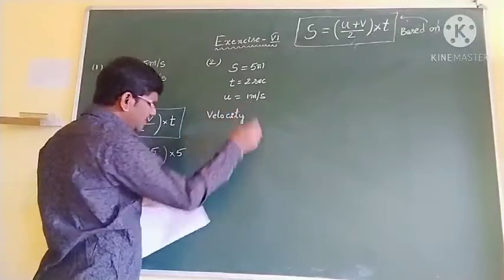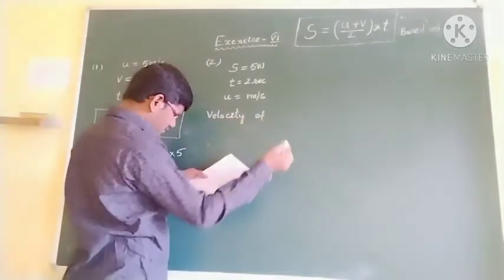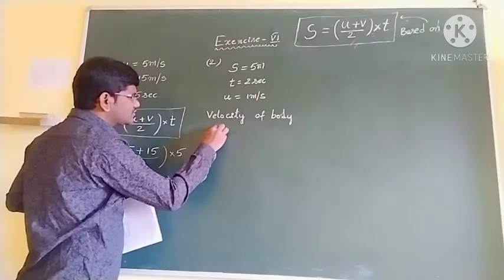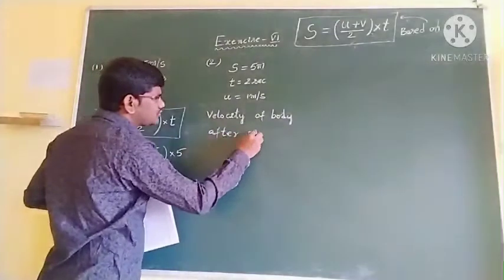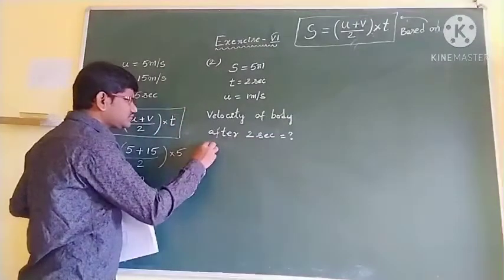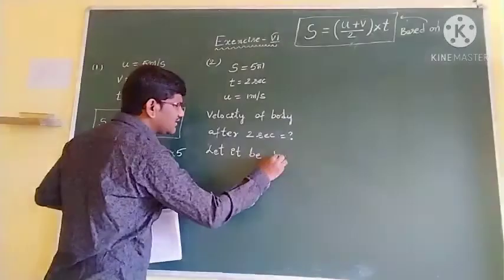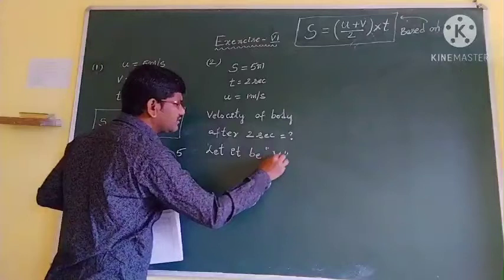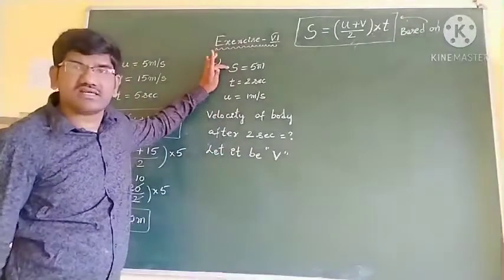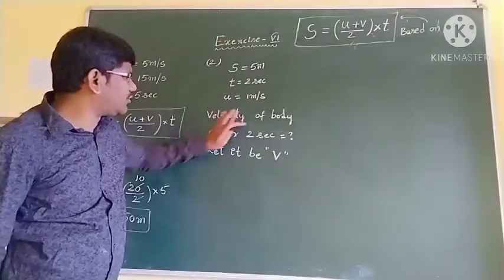So we need to find the velocity of the body after 2 seconds. Let the velocity after 2 seconds be V. See, students, they have given displacement 5 meters in the time of 2 seconds, with an initial velocity of 1 meter per second, and the velocity of the body after 2 seconds we have to find.